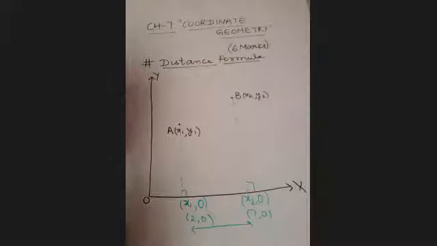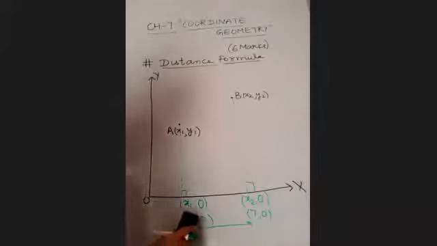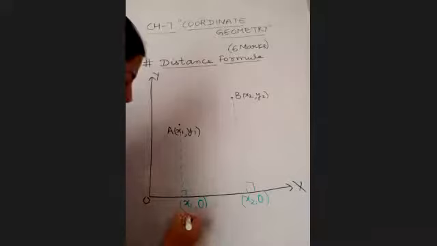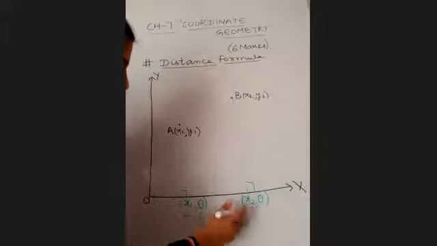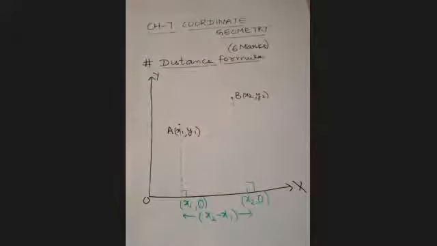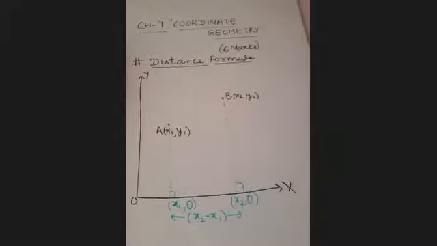How did you do that? 7 minus 2. Very good. So now if I want to find the distance between these 2 points, 7 minus 2 means x2 minus x1. Are you clear with this, children? Yes, ma'am.